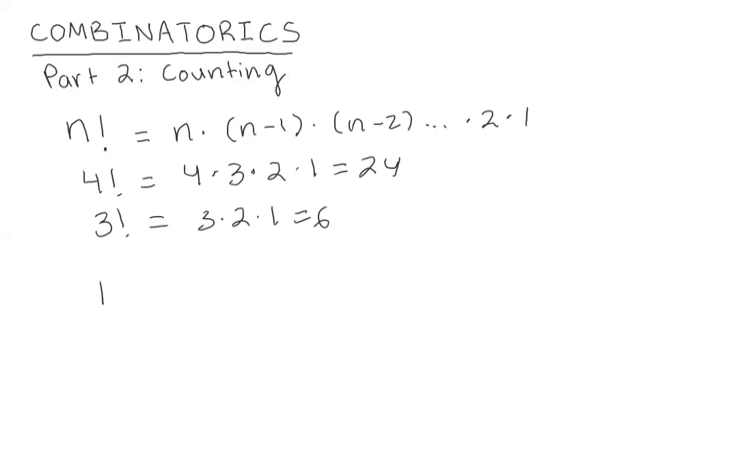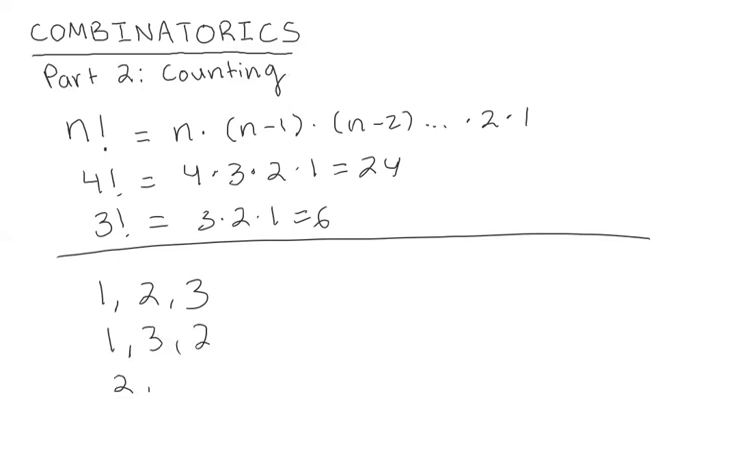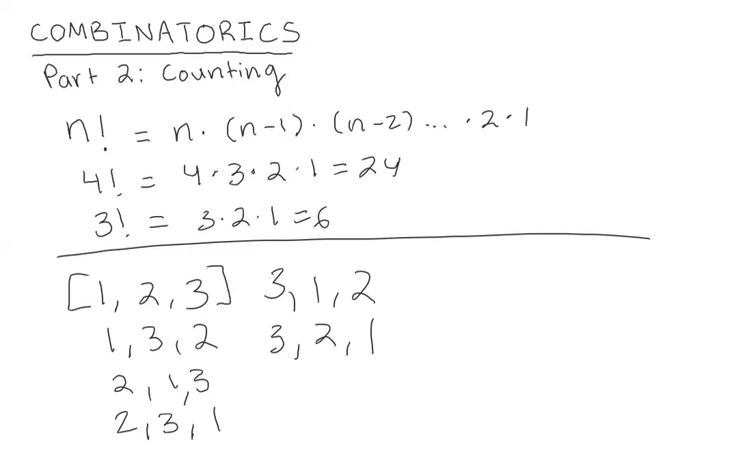So if you have, let's say, the numbers 1, 2, 3, and you want to find the number of arrangements for these numbers, that is the number of permutations. So 1, 2, 3; 1, 3, 2; 2, 1, 3; 2, 3, 1; 3, 1, 2; and 3, 2, 1. These are all the permutations of the set 1, 2, 3. These are all the different arrangements, and as you can see, there are 6 arrangements.